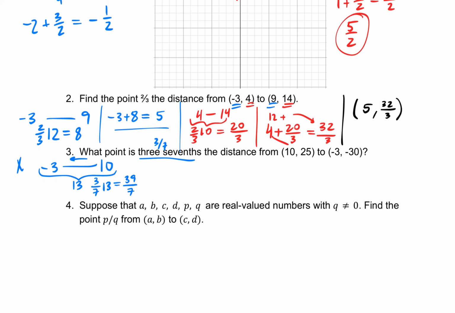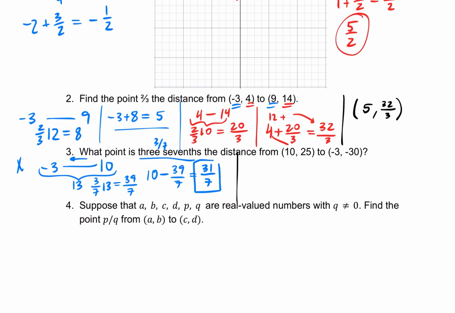And then I want to move back from 10 backwards towards negative 3, which is minus 39 over 7. 10 times 7 is 70. 70 minus 39 is 31 over 7. All right? So there's my x-coordinate.